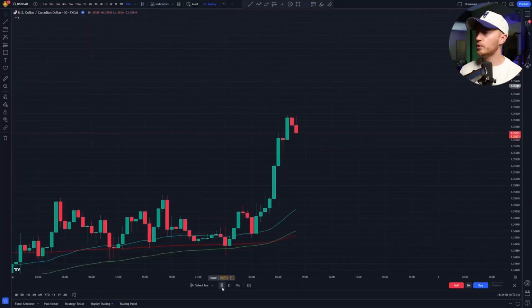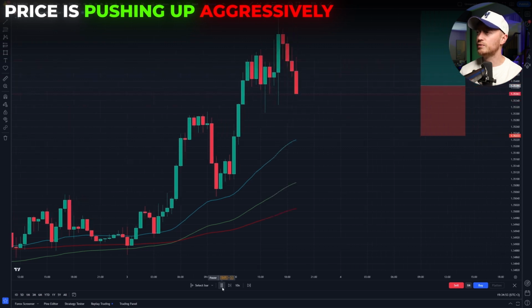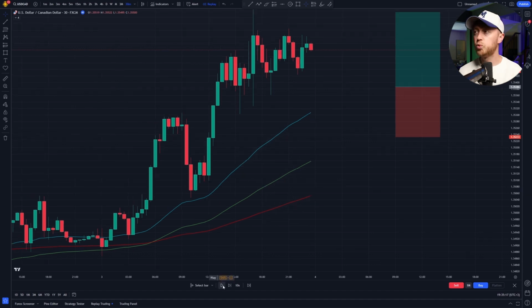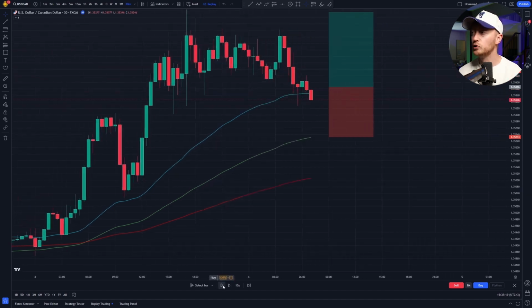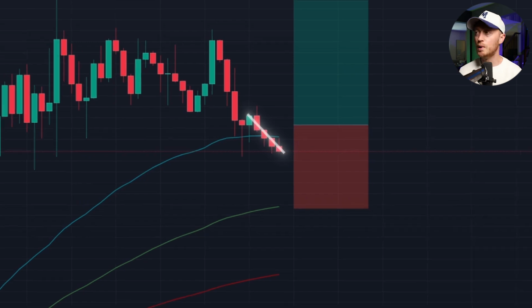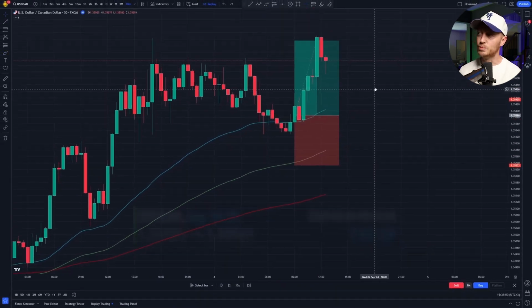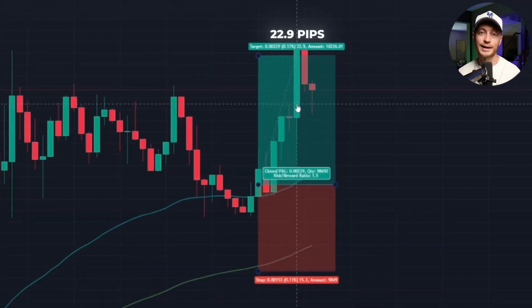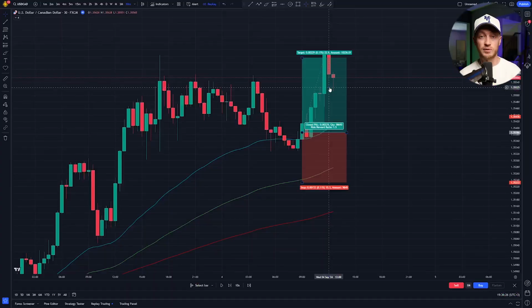As we look at the chart, price is pushing up aggressively, and as it's doing so, every single one of my moving averages is starting to separate from each other. At this point, I'm just waiting for a pullback below one of those bands, as I'm getting right here. Then when the price pushes above that band, I enter my trade and smash my take profit for $2,900 and 22.9 pips.